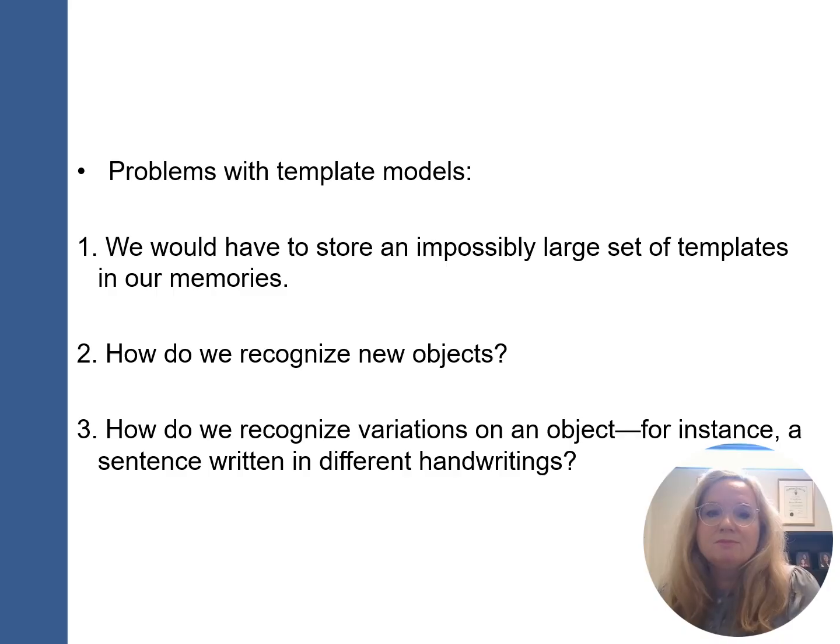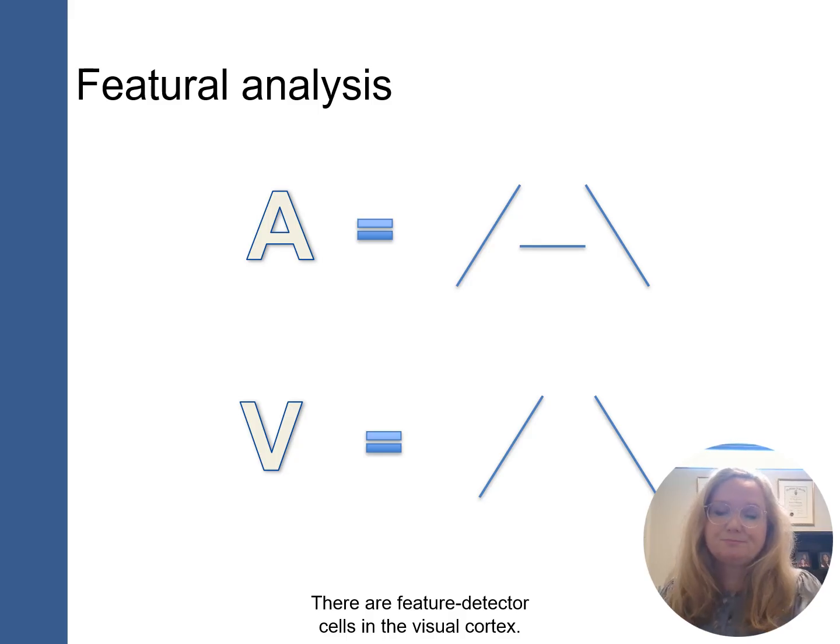So problems include we would have to store an impossibly large set of templates in our memories. And then how do we recognize new objects? And how do we recognize variations on an object? For instance, a sentence written in a different handwriting.